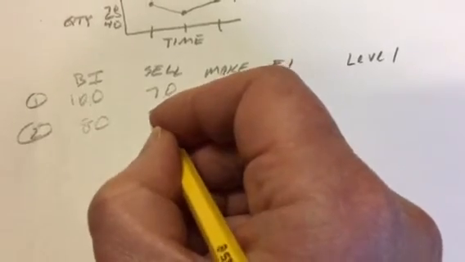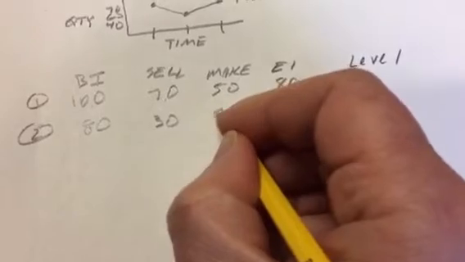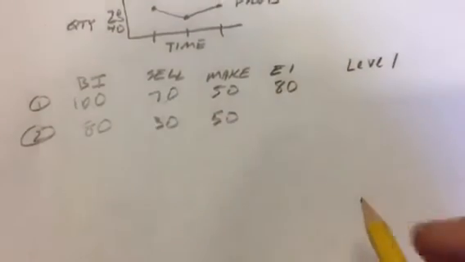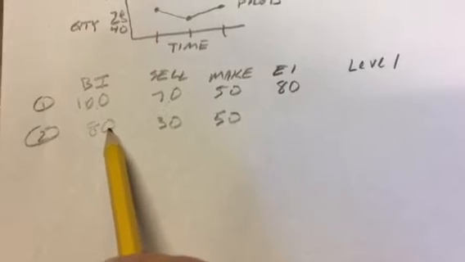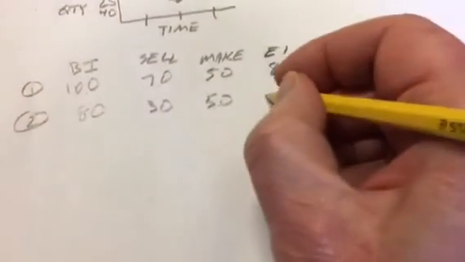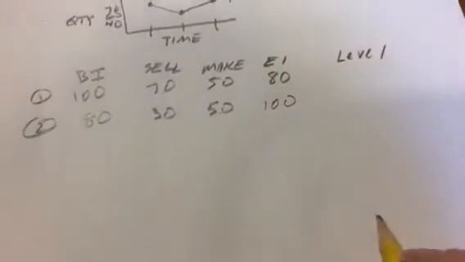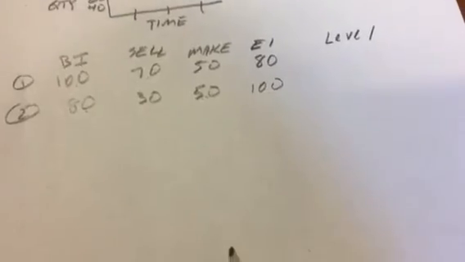Let's say this week we are planning on selling 30. Again, we're going to make 50. If we didn't make anything, we'd be down to 50 units, right? But we're going to make another 50 units. So we're going to end with 100, right? That's just 80 minus 30 plus 50 is 100.